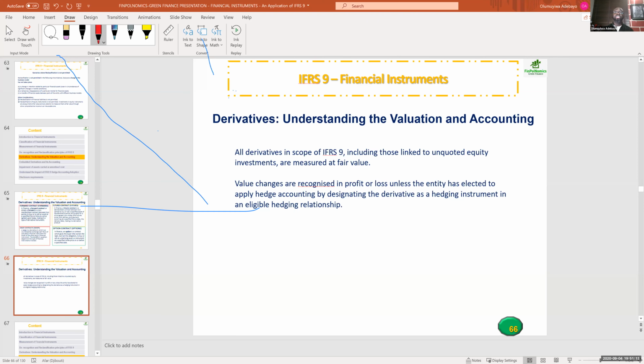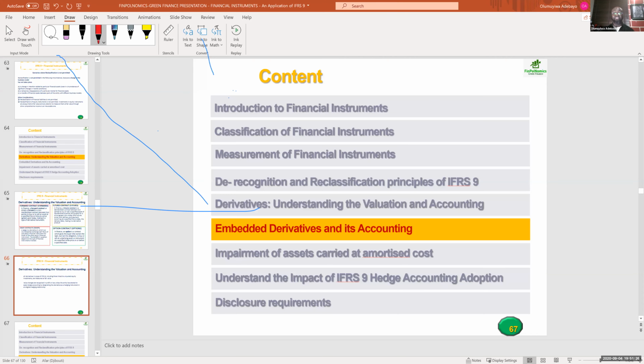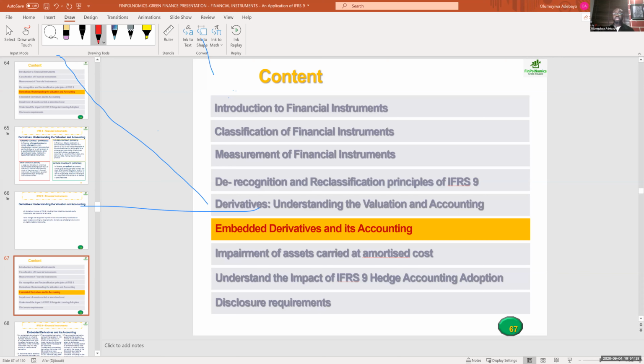There is no condition present today that could warrant you to classify a derivative other than in the bucket measured at fair value through profit or loss. And that speaks to the fact of derivative. Now, we have what we call embedded derivative. Derivative is a financial instrument on its own. Now, what is the relationship between derivative and embedded derivative?